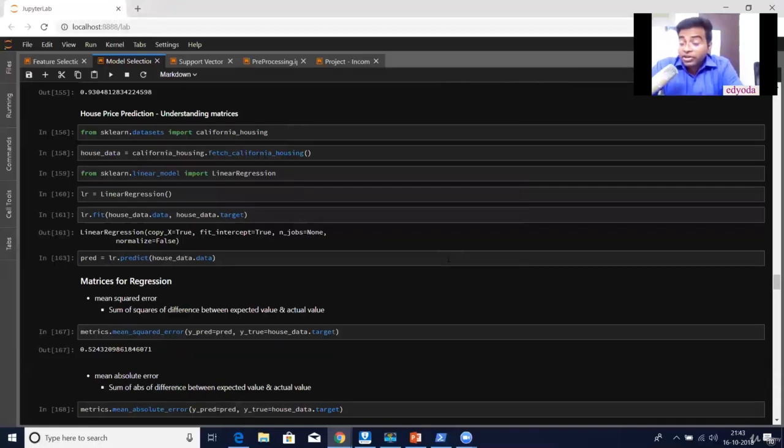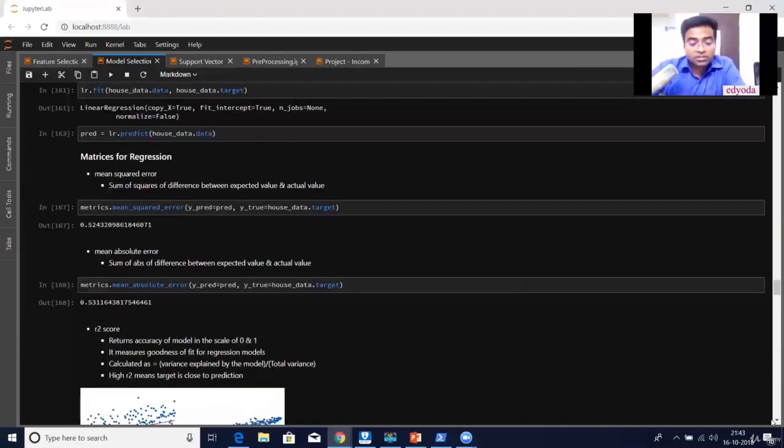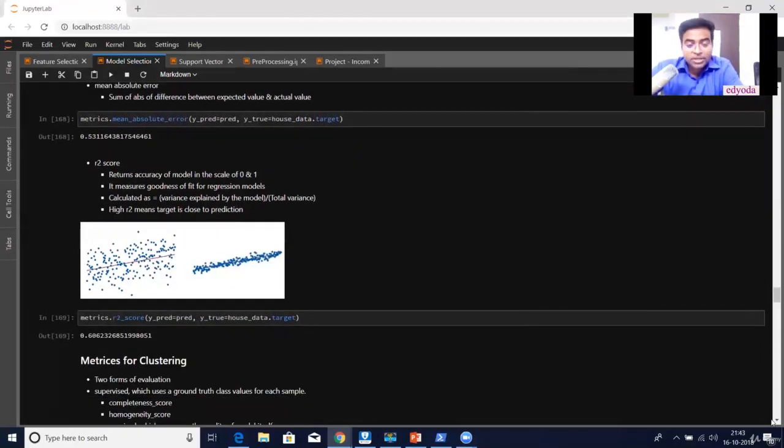Let's get into the regression errors. What we have here is housing data, California housing. This is the model that we have created from training this data, and this is the prediction. There are 3 types of error. One is mean squared error, which is basically the mean of the square of the difference between the actual value and the predicted value. Followed by that, you have mean absolute error, which is basically the modulus of the difference between the predicted value and the actual value. And followed by that, you have R2 score.